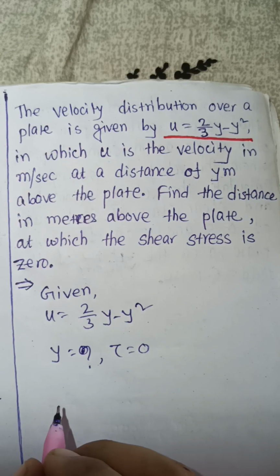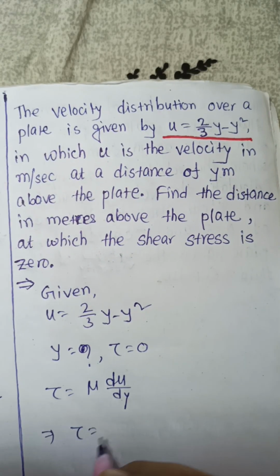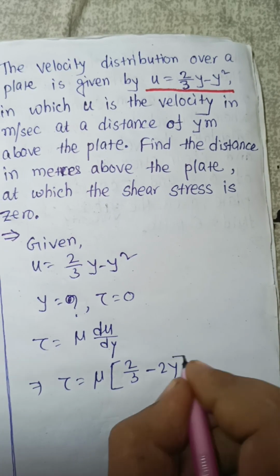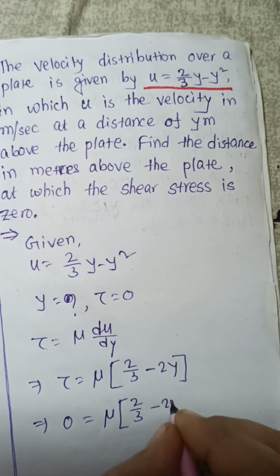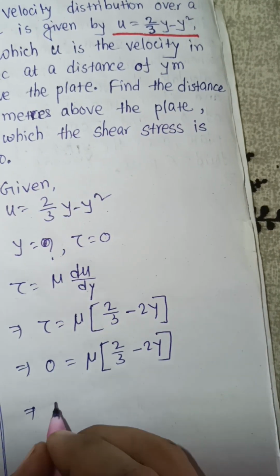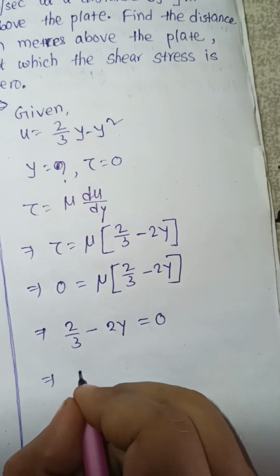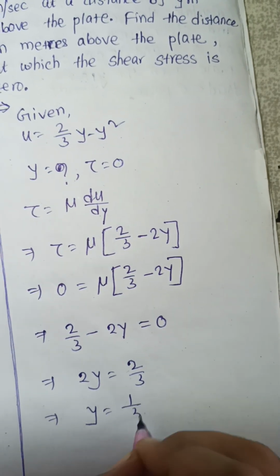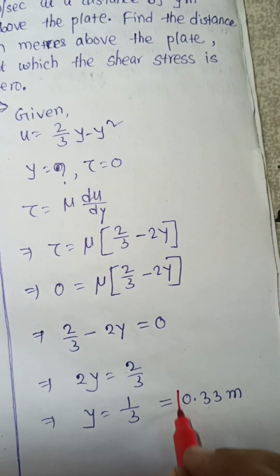Okay. So we know that tau is equal to mu into du by dy. So from here, tau is equal to mu into, what is the value of du by dy? That is 2 by 3 minus 2y. Now put the value here, tau equal to 0, that is mu into 2 by 3 minus 2y. So from here, 2 by 3 minus 2y is equal to 0. So 2y is equal to 2 by 3. So y is equal to 1 by 3, that is equal to 0.33 meter. So the answer will be 0.33.